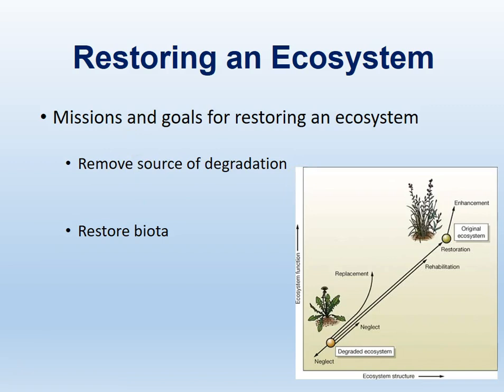So if you have air pollution and you plant lots of new plants, if those were susceptible to air pollution before, they will be still, right? So once you've removed that degradation, you can start to restore the biota. And so this is looking at ecosystem structure and function. And with neglect, it goes down. With rehabilitation, it gets better. It has those structures and those functions until it gets back towards the original restoration. Even possibly better.